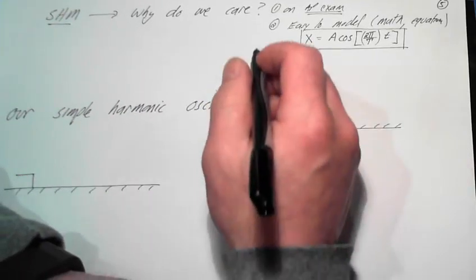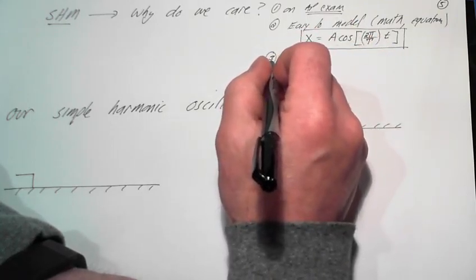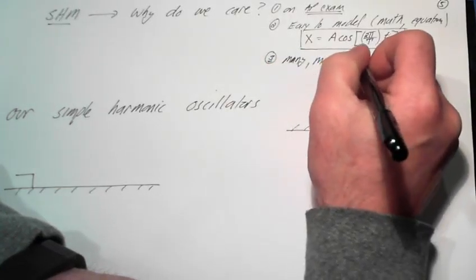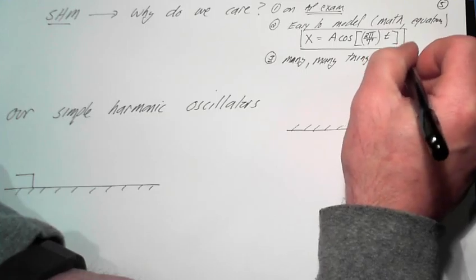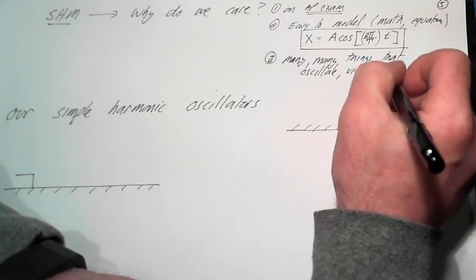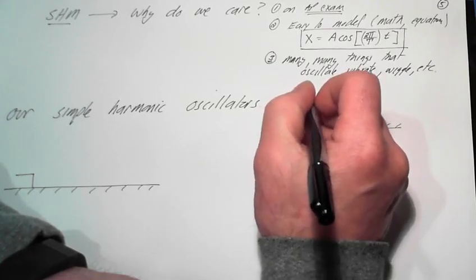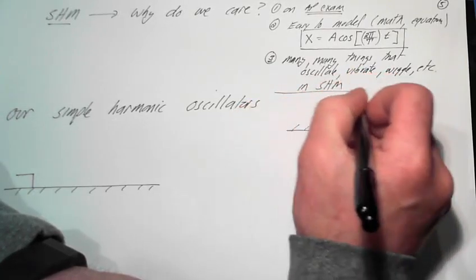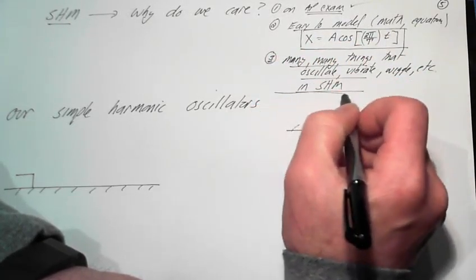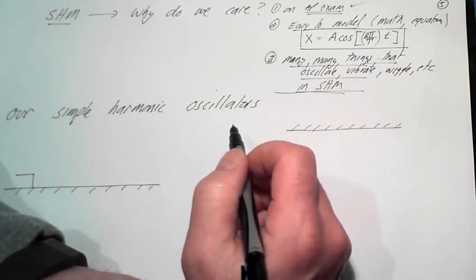One reason is because we can model it. Other examples of oscillatory motion are too complicated for us to deal with. And the amazing thing is that many things that oscillate, vibrate, wiggle, etc., do so in simple harmonic motion. So it's not only going to be on the AP exam, it's easy to model, and many things are in simple harmonic motion when you disturb them from their rest position.